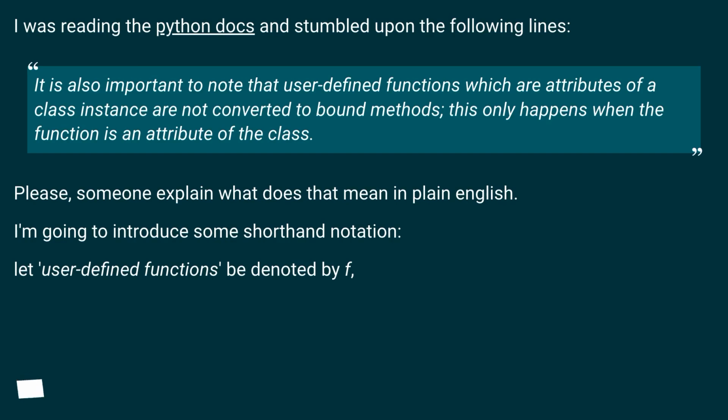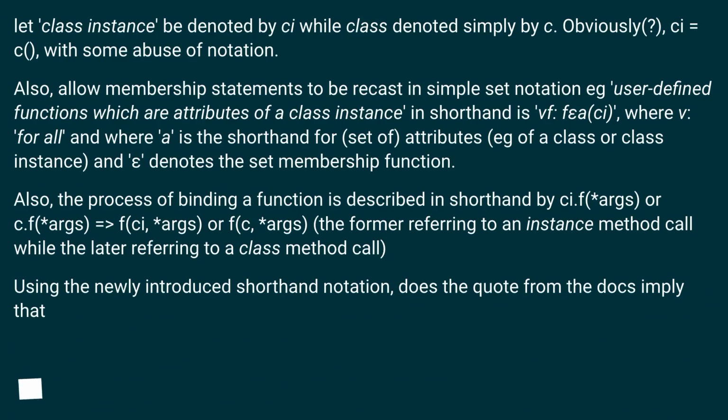I'm going to introduce some shorthand notation. Let user-defined functions be denoted by f. Let class instance be denoted by c while class is denoted simply by C. Obviously, C equals c with some abuse of notation. Also, allow membership statements to be recast in simple set notation, e.g. user-defined functions which are attributes of a class instance, and shorthand is for all f, f epsilon c, where a is the shorthand for set of attributes, e.g. of a class or class instance, and epsilon denotes the set membership function.